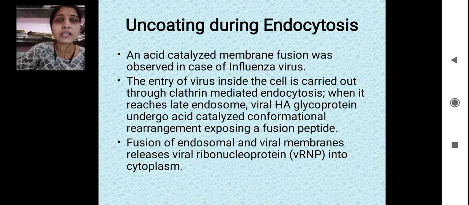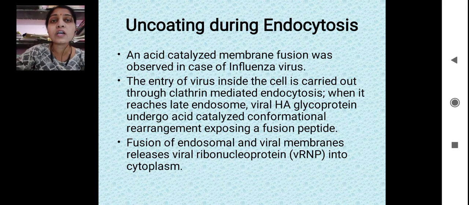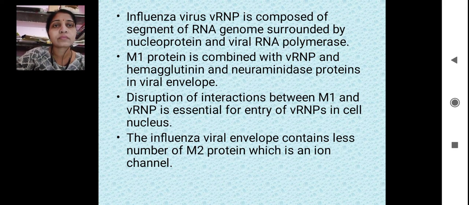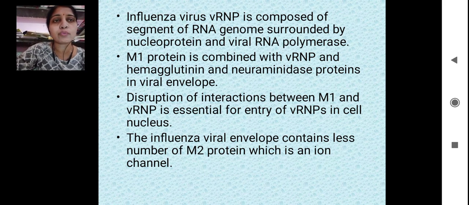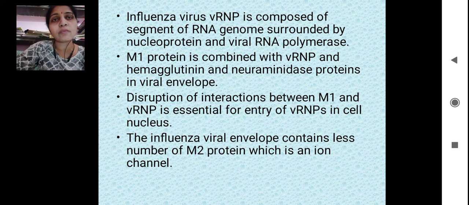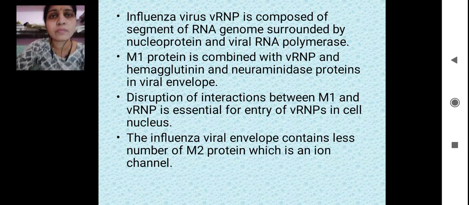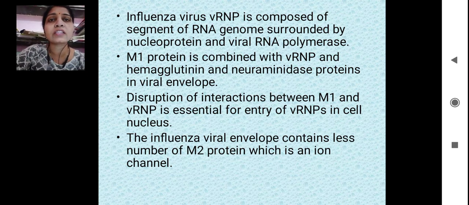As we know, majorly the RNA viruses, that is the negative-sense RNA, must be associated with protein. So this is called the viral ribonucleoprotein, vRNP, and it is released within the cytoplasm. Now this influenza virus vRNP is composed of the segments of RNA genome, which are surrounded by nucleoprotein, and the viral RNA polymerase.